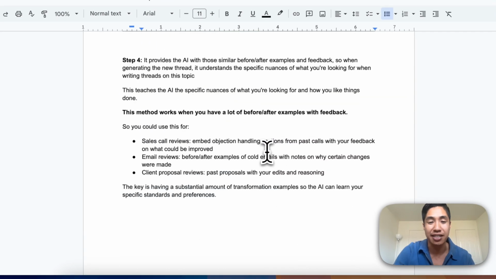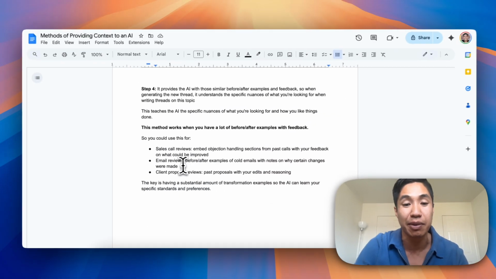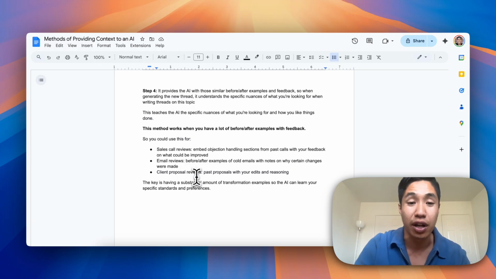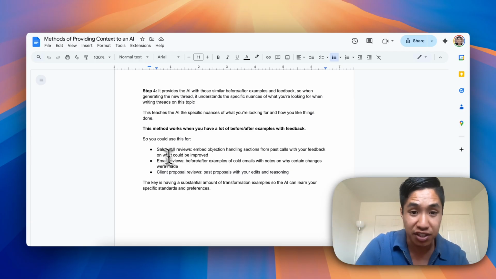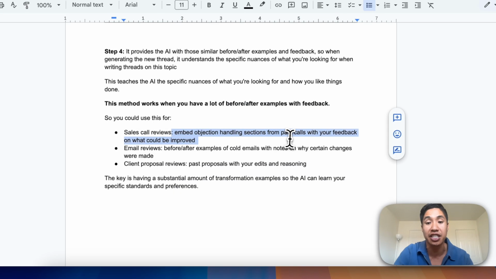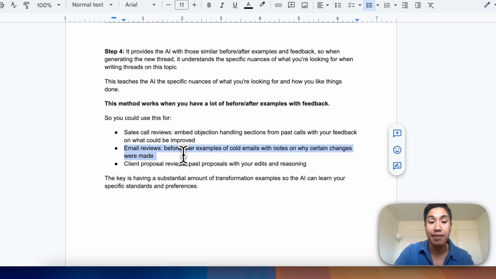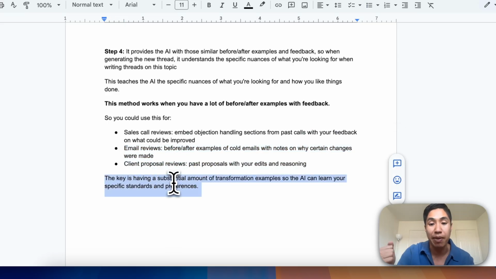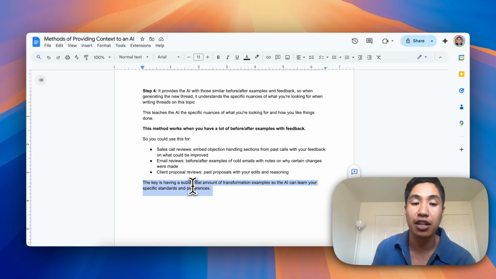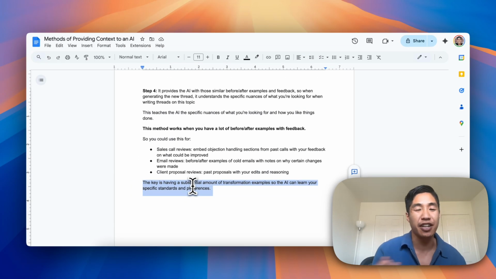Most people don't have this for, say, content or even sales call reviews or email reviews. But if you do have this stored, you can use this for sales call reviews. You embed the objection handling section from all your past sales calls with your feedback on what can be improved, or email reviews, same thing, and client proposals. The key is just having a substantial amount of example information so that AI can learn your specific standards, your preferences, and your nuances.